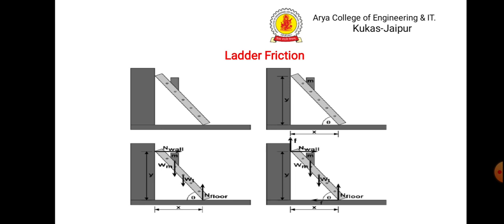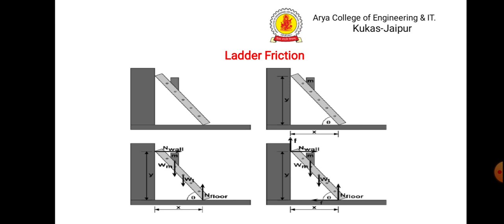Since it is uniform, at its CG, if the length is L, then at L by 2 the weight of the ladder will act vertically downward, which is shown by W suffix l. And suppose there is a man standing on this, so the weight of the man, that is W suffix m, will act vertically downward.